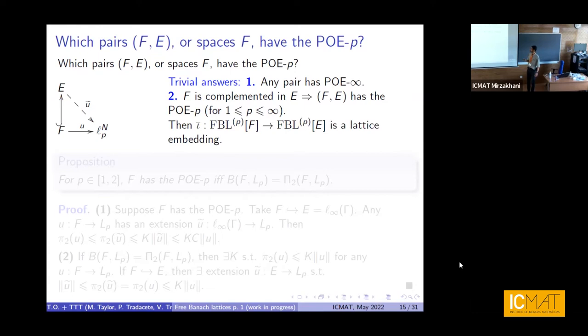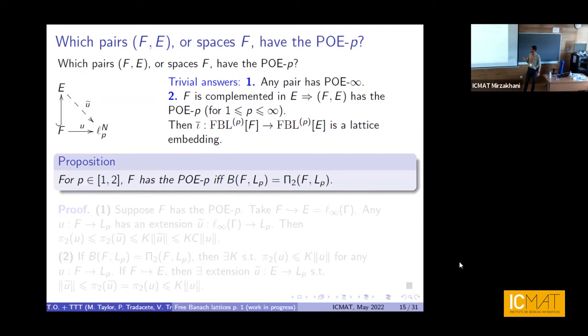So in all those situations, if iota is the embedding of F into E, then iota bar will give us a lattice embedding between the corresponding three Banach lattices. So it turns out that for P between one and two, we have this kind of a characterization of spaces with the POEP property, namely that F has the POEP if and only if any operator from F into L_P is two summing. And there is of course quite a bit known about spaces with this property.